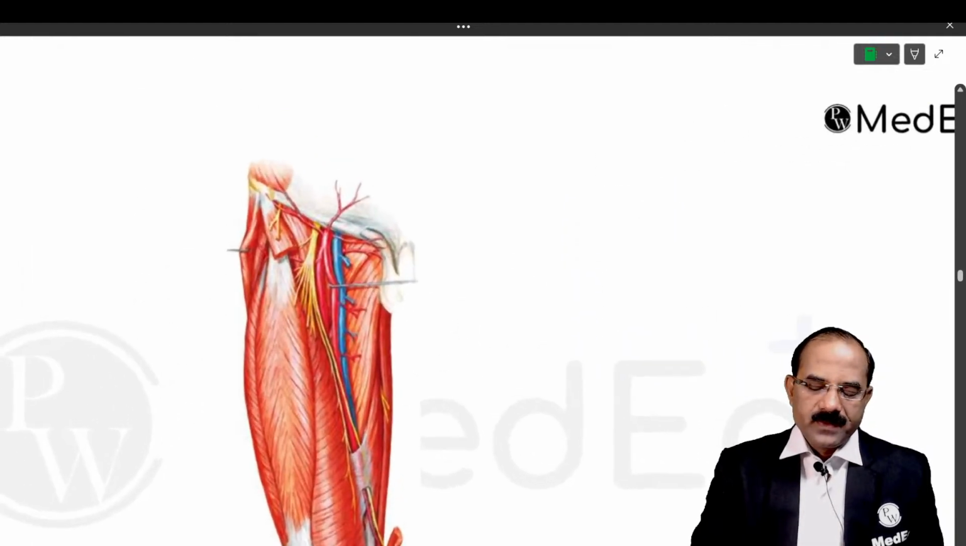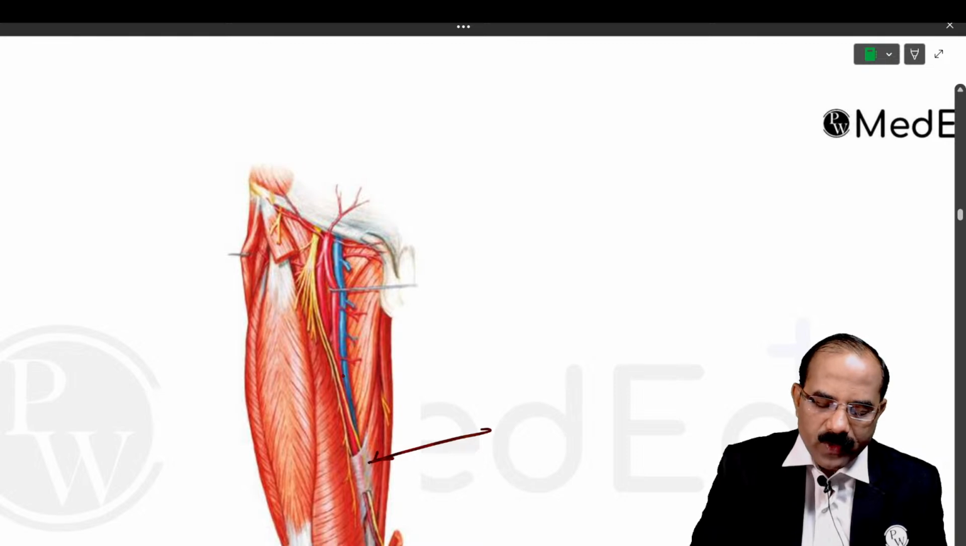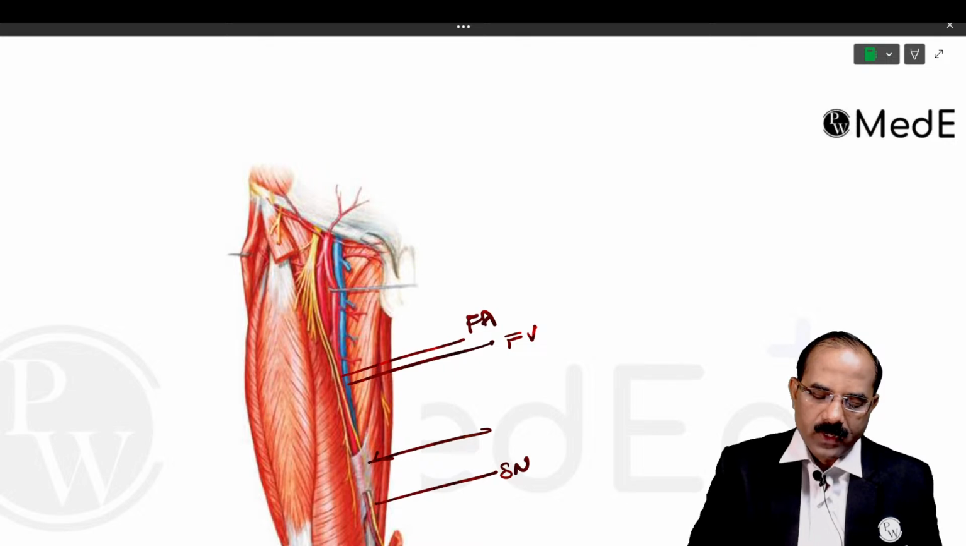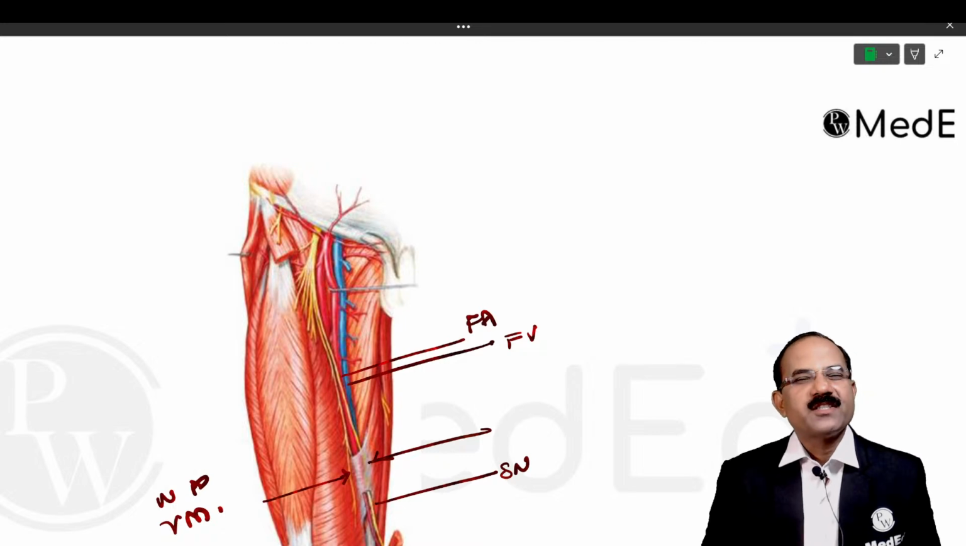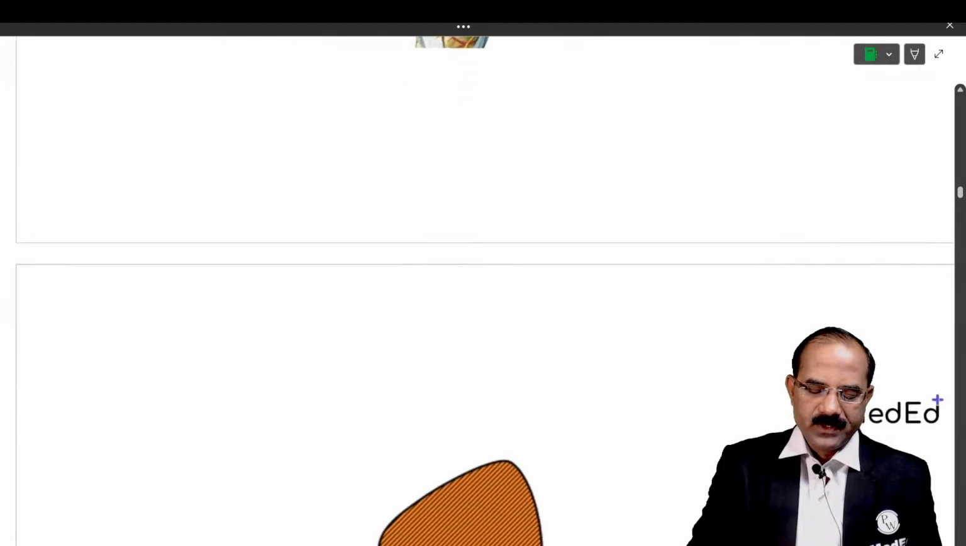Have a look at this. This is the adductor canal. That's the adductor canal. So this is the femoral artery, this is the femoral vein. That's the saphenous nerve. This is the femoral artery, this is the femoral vein. That's the saphenous nerve, and this is the nerve to vastus medialis. Perfect. Okay, let us proceed to the next MCQ.